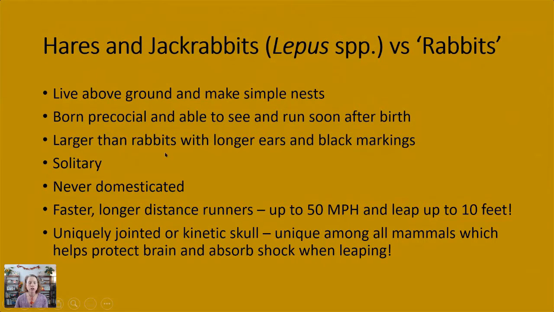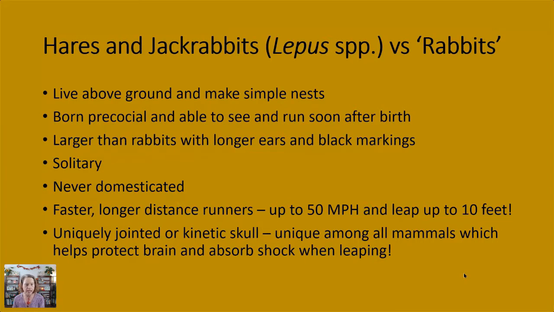Hares are larger than rabbits. They get up to be 10 pounds, and they have longer ears, often with black markings. Hares are solitary. They don't live in big colonies like rabbits do, like the rabbit colony in the book Watership Down. And they've never been domesticated. They're also much faster and longer distance runners. Hares and jackrabbits can run up to 50 miles an hour and leap up to 10 feet.